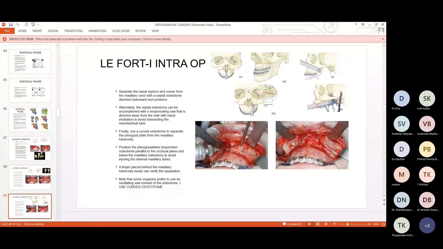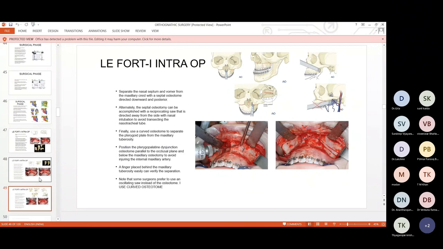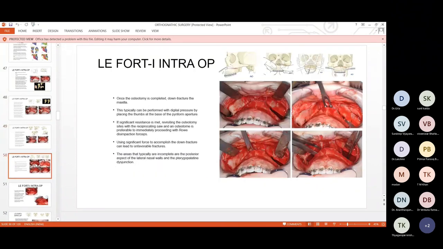So this is the horizontal cuts first, which goes along like this, below the infraorbital foramen, piriform aperture, midline, anterior nasal spine, coming onto the opposite side, and then into the pterygomaxillary junction. So you can see that the osteotomy is completed.